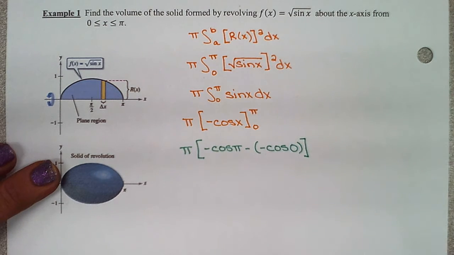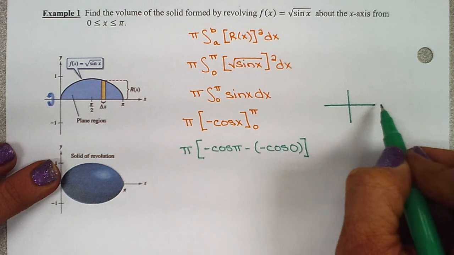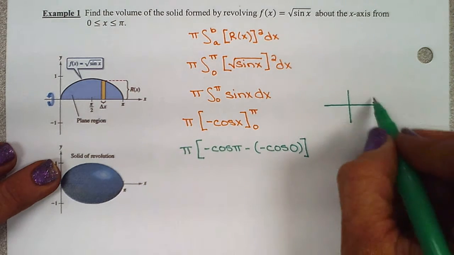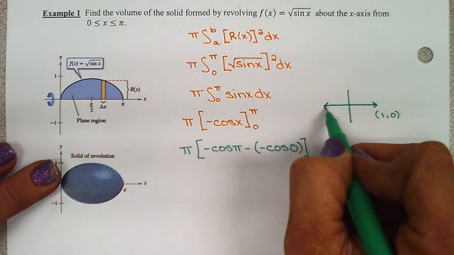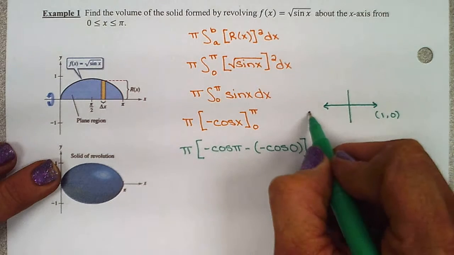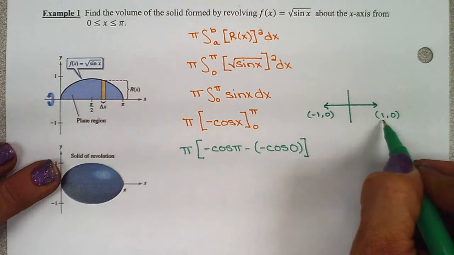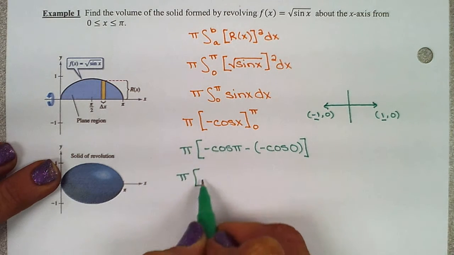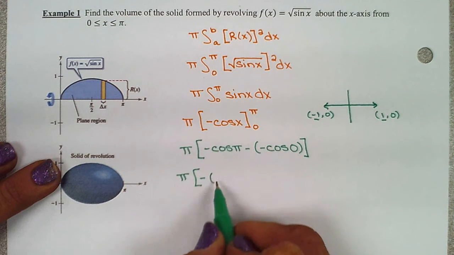And then here, just a reminder, whenever we're talking about cosine of pi and cosine of 0, 0 is straight to the right on your unit circle, which is the point (1, 0). Pi is straight to the left, which is the point (-1, 0). Cosine is the x value, so we're looking at 1 and -1. So cosine of pi is -1.